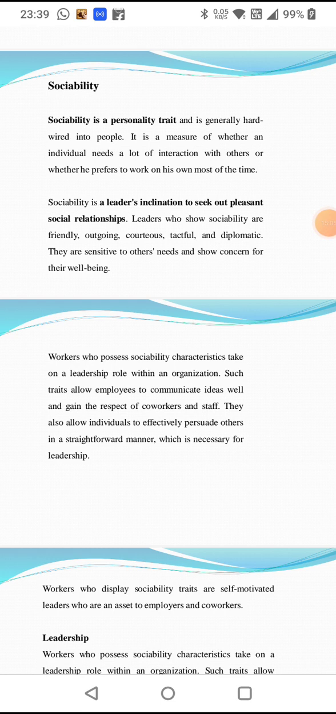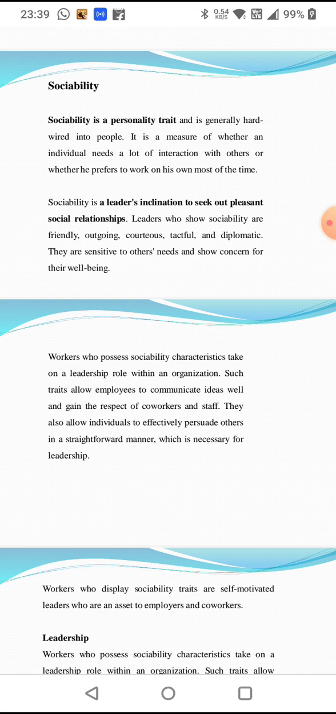So, workers who possess sociability characteristics take on a leadership role within an organization. Such traits allow employees to communicate ideas well and gain the respect of co-workers and staff. They also allow individuals to effectively persuade others in a straightforward manner. Workers who display sociability traits are self-motivated leaders who are an asset to employers and co-workers.